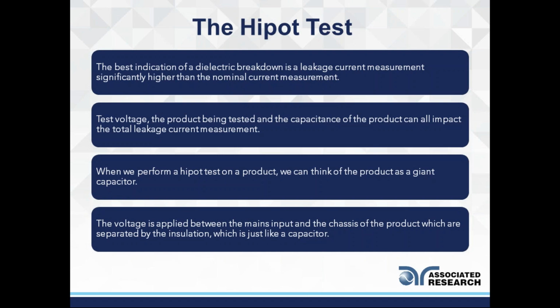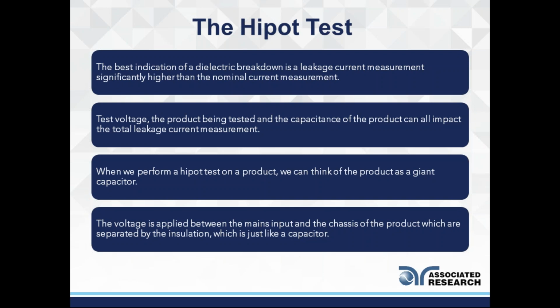But Associated Research has a few 500 VA models that can measure and output up to 100 milliamps of leakage current. So for products that are leaky, a 500 VA or 100 milliamp Hipot tester would be a better solution.